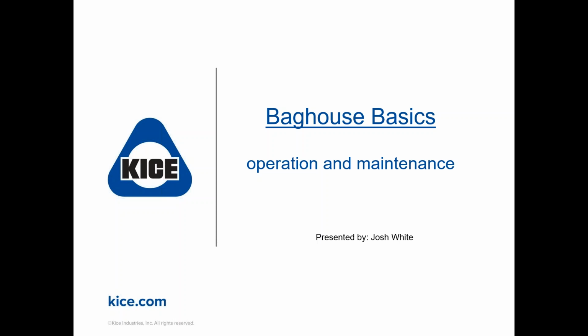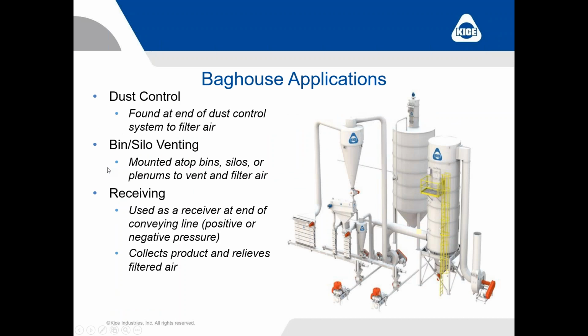So just to jump right in, what is the use for a baghouse? Where do we find baghouses in our plants? First and foremost, baghouse systems are used in dust control. You will find a baghouse at the end of a dust control system. Dust or product is picked up from various points across your plant, whatever your process may be, pulled to a baghouse where it filters the particulate out of the air and discharges clean air into the atmosphere.